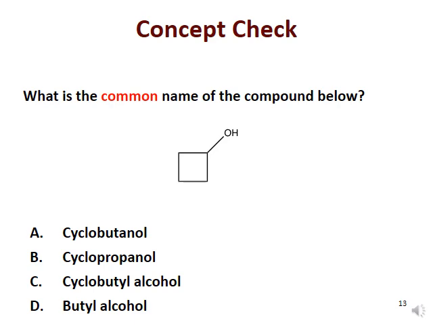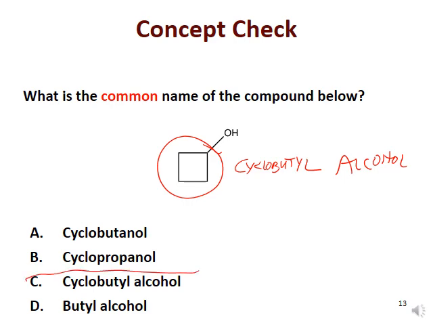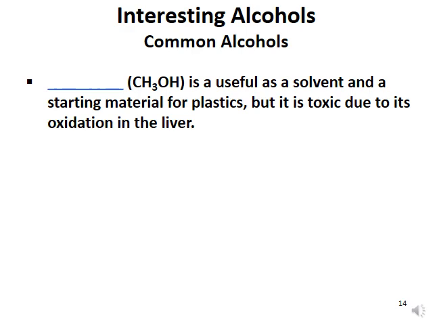Okay, the common name is alcohol at the end. And what is that thing? That's a cyclobutyl group. So cyclobutyl alcohol is the common name. Cyclobutanol would be the IUPAC name. Next. One carbon is a methyl group, so this is methanol.